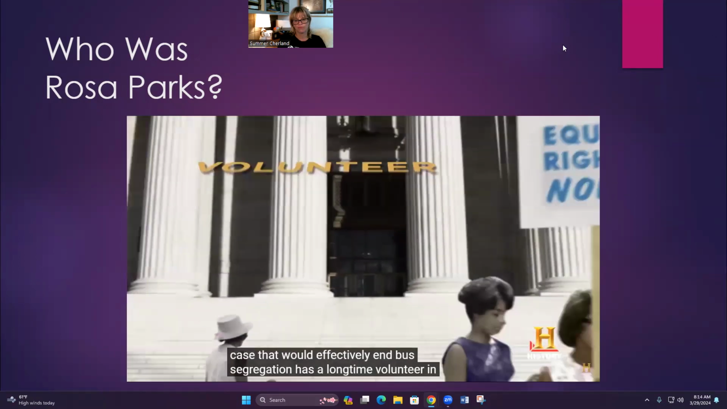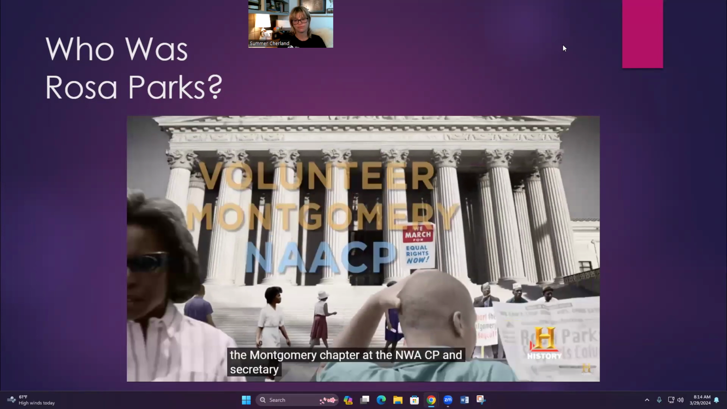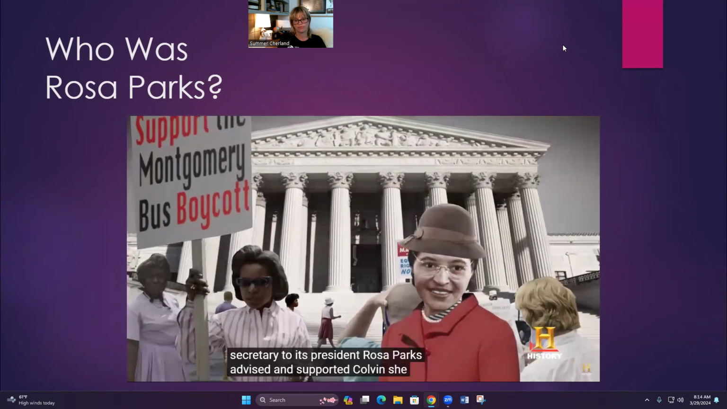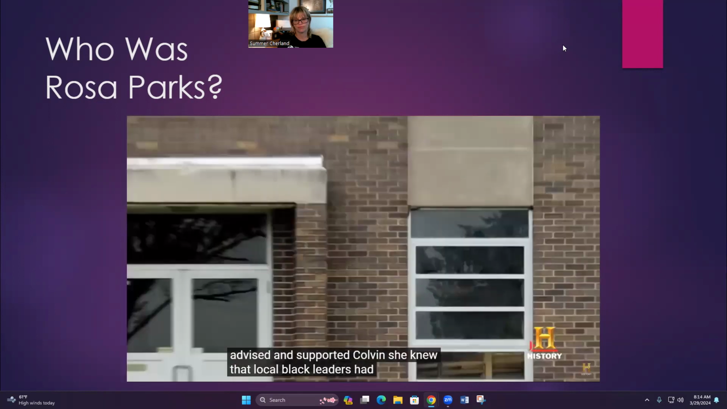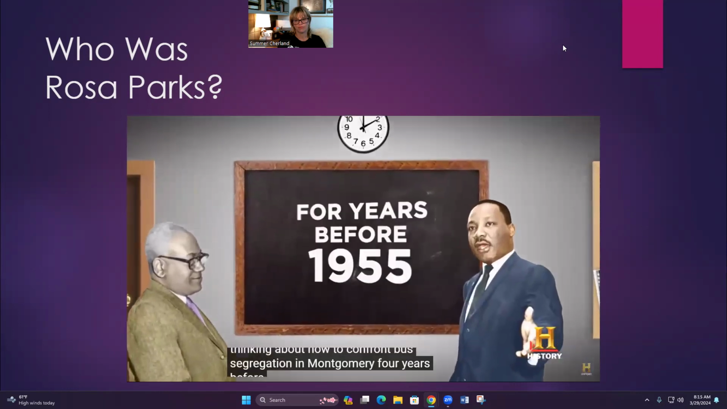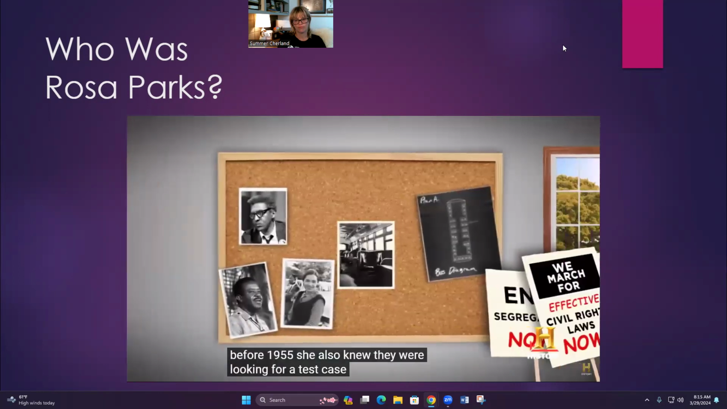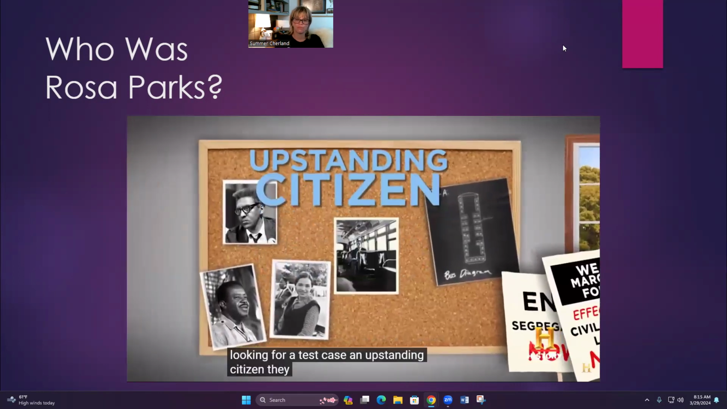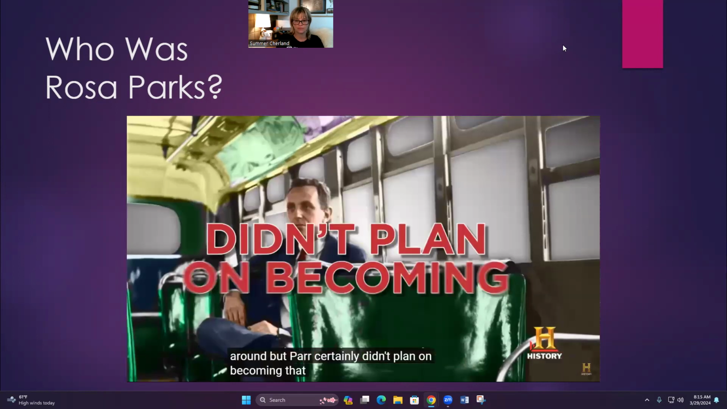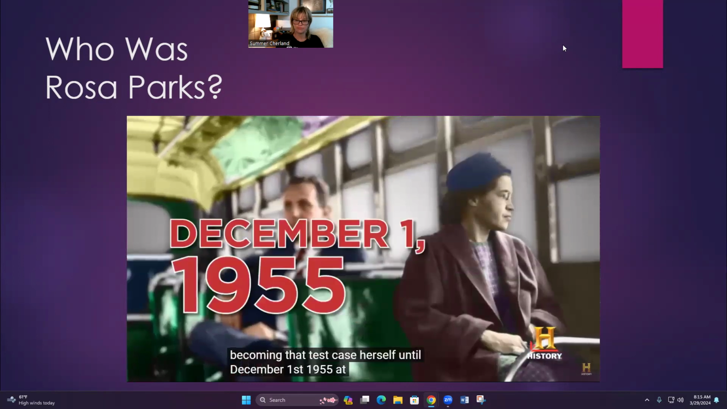As a longtime volunteer in the Montgomery chapter of the NAACP and secretary to its president, Rosa Parks advised and supported Colvin. She knew that local Black leaders had been thinking about how to confront bus segregation in Montgomery for years before 1955. She also knew they were looking for a test case, an upstanding citizen they could rally the community around. But Parks certainly didn't plan on becoming that test case herself until December 1st, 1955.